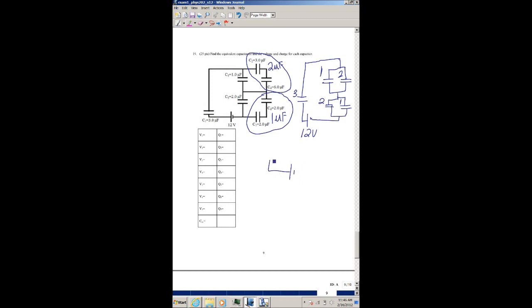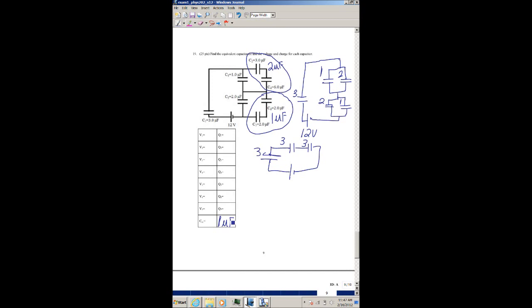So my final circuit is just 3 microfarad capacitors in series. And the equivalent of that, 1 over 3 plus 1 over 3 plus 1 over 3, is equal to 1 microfarad. Alright, so my C equivalent is 1 microfarad.